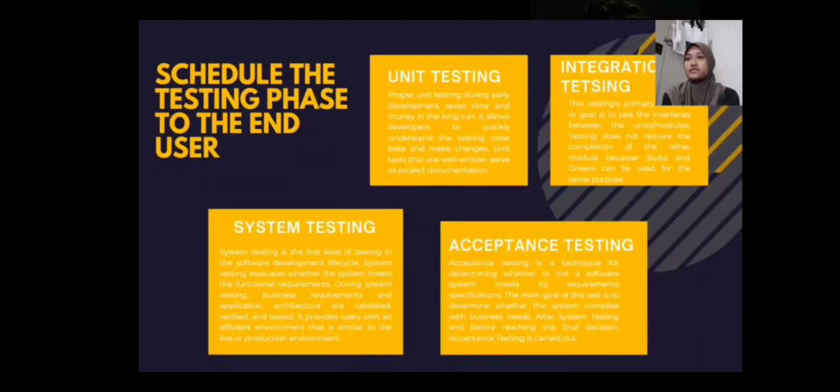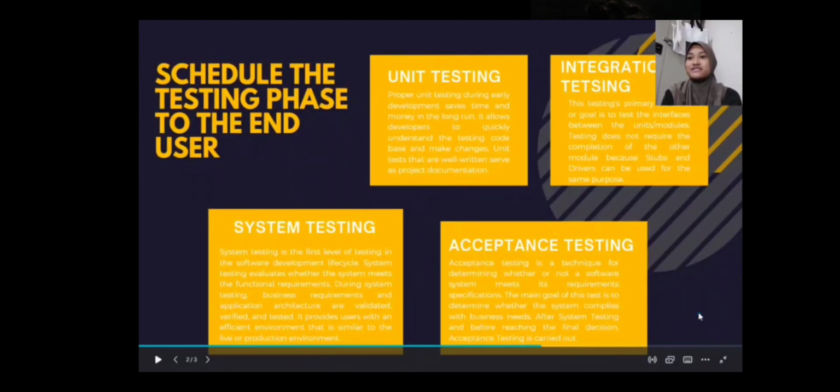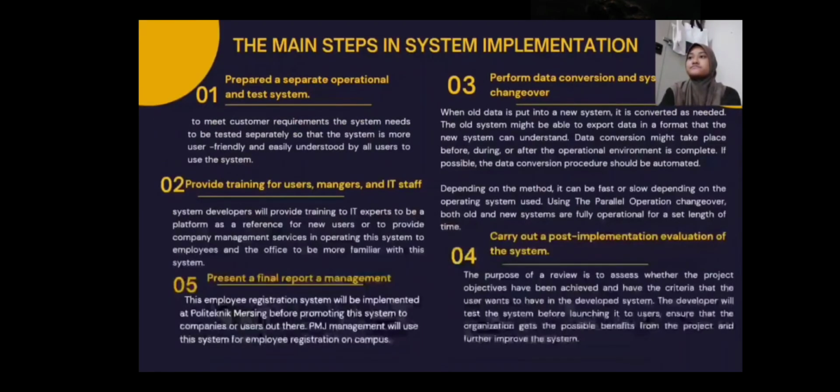The last phase is acceptance testing. Acceptance testing is a technique for determining whether or not a software system meets its requirements specification. The main goal of this test is to determine whether the system complies with the business need. After system testing and before reaching the final decision, acceptance testing is carried out.